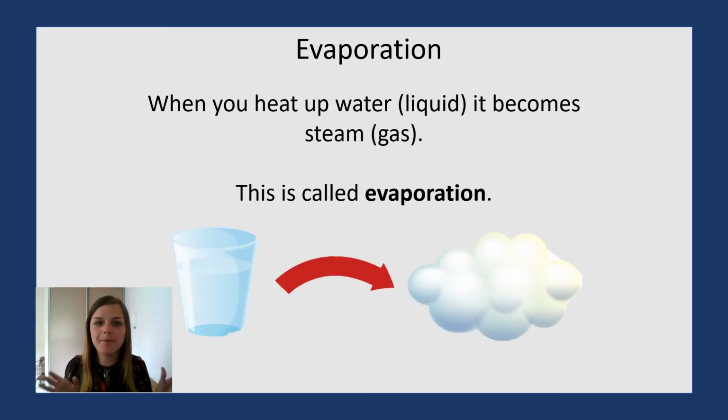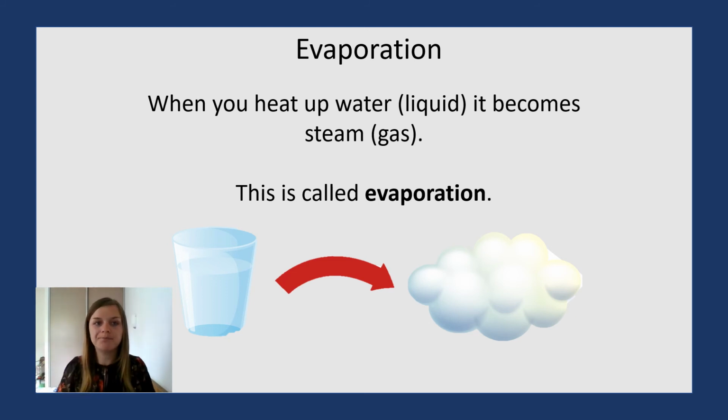Now we're going to talk about evaporation. It sounds quite complicated, but really all this means is you've taken a liquid like water and you've heated it up to become a gas. Remember when we said earlier that a gas is in the air, we can't see it. But remember the closest thing we can find is steam. So if we want to see something similar, we take water, we heat it up, and it would become steam.